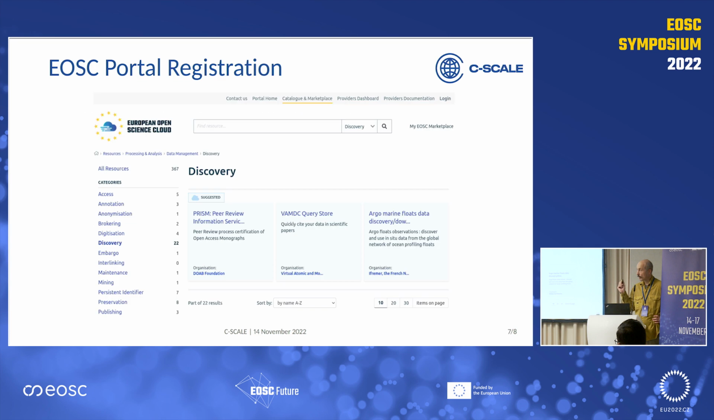So this is another service that we are providing. As I mentioned in my previous set of slides, we found that the process of onboarding a service in the EOSC portal is not as simple as originally thought. So we know where we want this service to go. It should go into the discovery category. At this point, we have not yet initiated the process, even though the service is already there.